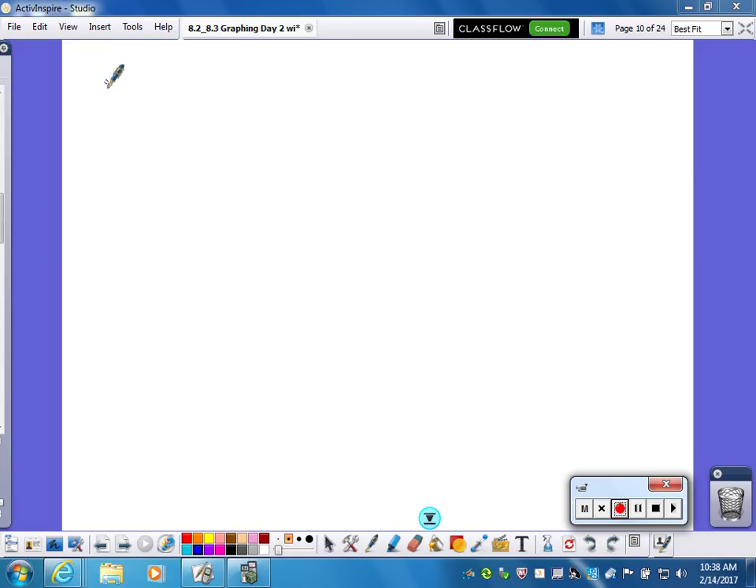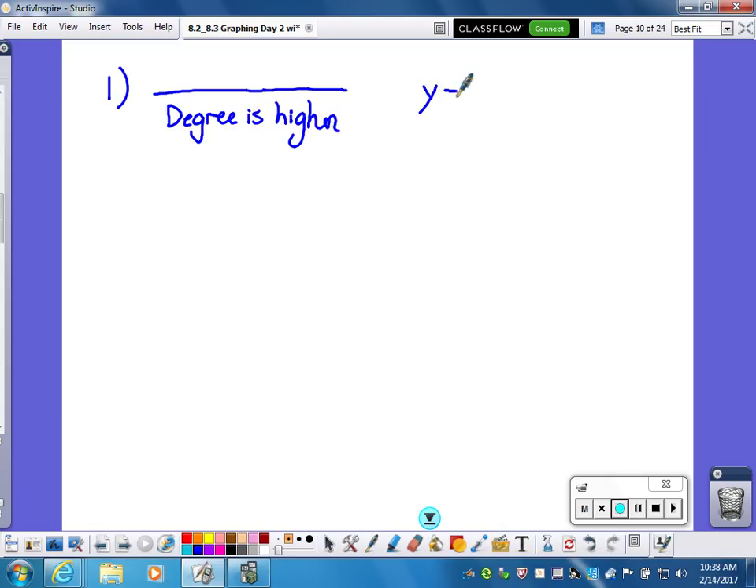Remember, when we're graphing rationals, we're looking for vertical and horizontal asymptotes. And there's 4 different situations we can come across for the horizontal asymptote. The first one being where the degree is higher in the bottom. Okay, we get our horizontal asymptote will always be y equals 0. Okay, doesn't matter what the numerator is. We're comparing the degree of the numerator and the denominator. If the degree is higher in the bottom, y equals 0 will be your horizontal asymptote.